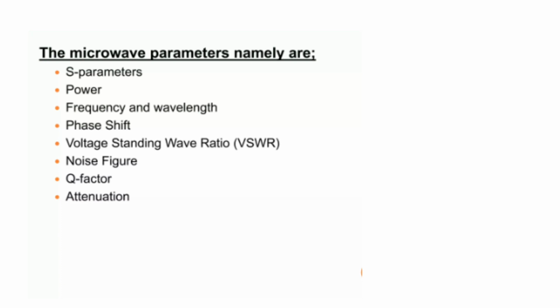So, the microwave parameters namely are S parameters, power, frequency and wavelength, phase shift, voltage standing wave ratio, that means VSWR, and noise figure, Q factor and attenuation.